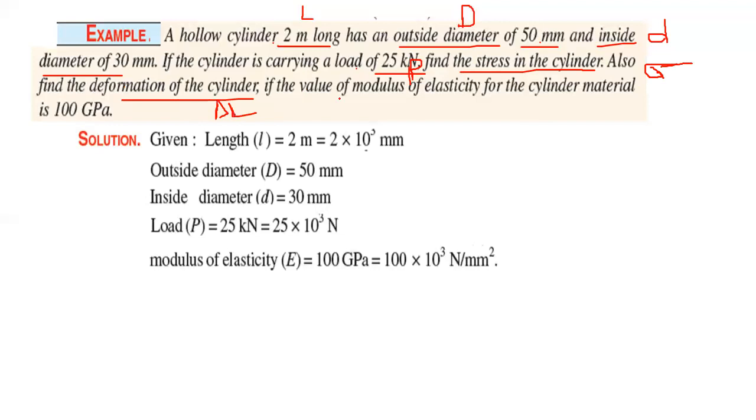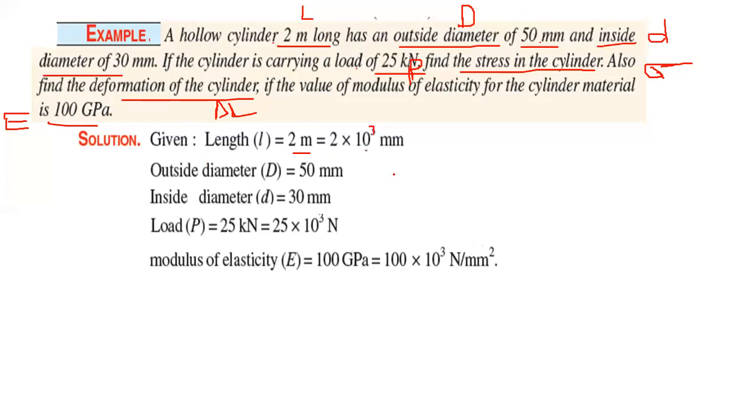Okay, if the value of modulus of elasticity for the cylinder material is 100 GPa, that is capital E, Young's modulus or modulus of elasticity, capital E equal to 100 GPa is also given. So these are the given values. So here, given actual length L equal to 2 meters. Okay, 1 meter equal to 1000.